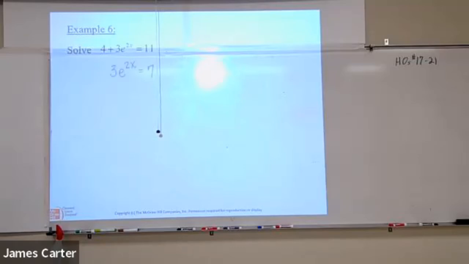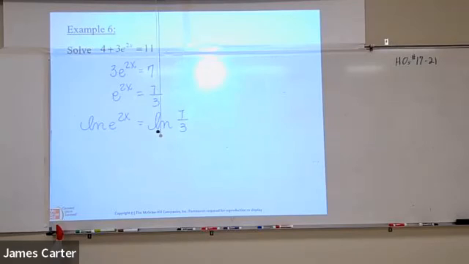Okay, well, anyway, so I take the 4 on the other side. Now what? Divide both sides by 3. Okay, now what? Put a natural log on both sides. When you reach exponentially a dead end, that's when you put log or natural log on both sides.